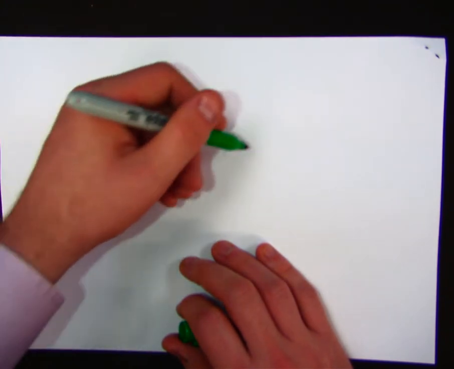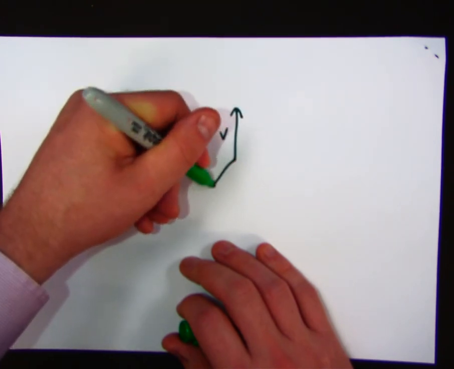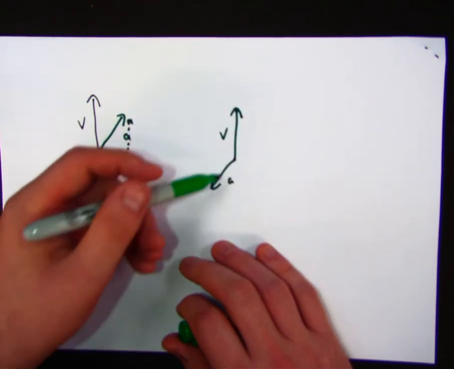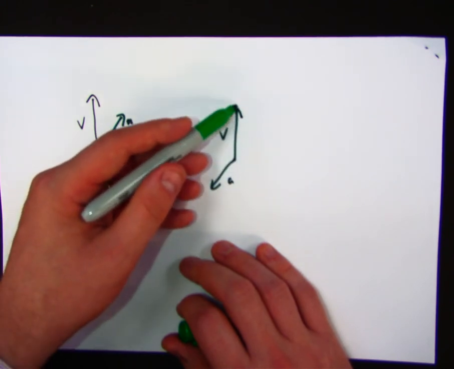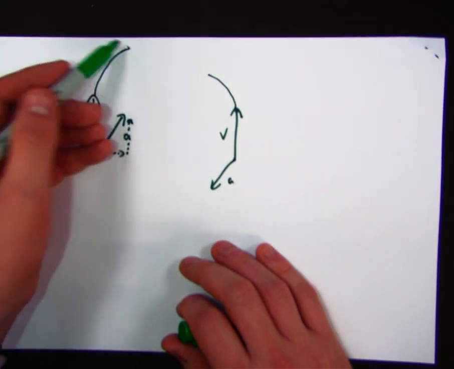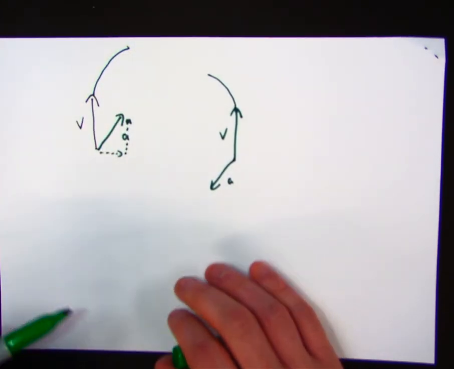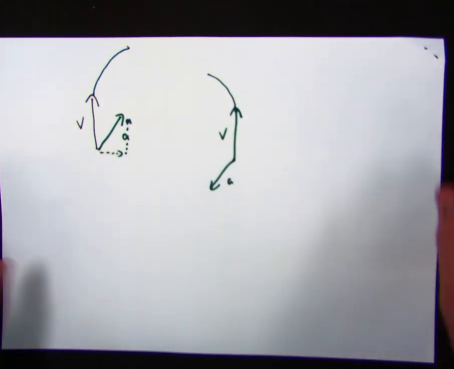Same thing would happen if I had an acceleration, let's say, moving like this. Part of this would slow it down, part of it would turn it. And this one would turn in this direction, slowing down. This one would turn in this direction, speeding up. Okay, and that's the relationship between acceleration and velocity.